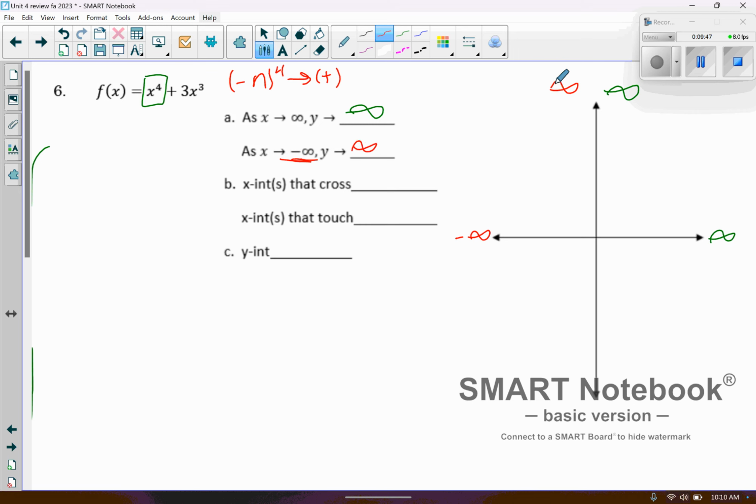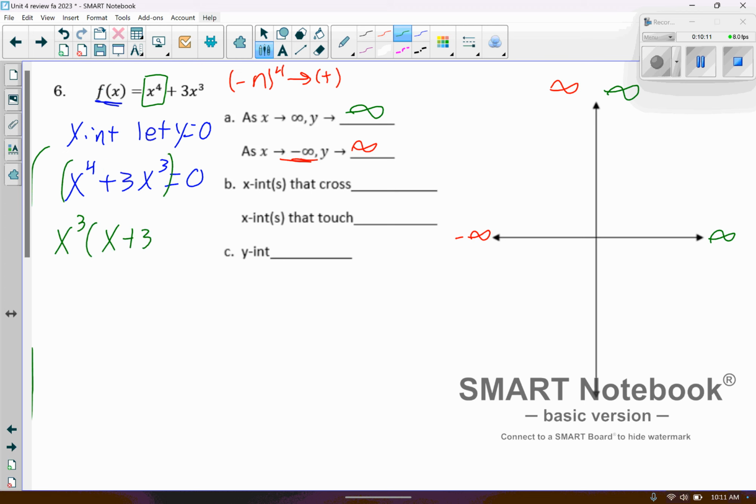So what we have to do now is find those x-intercepts. For my x-intercepts, we're going to let y, or f of x, equal 0. So we have x to the power of 4 plus 3x cubed, and we'll set that equal to 0. Here we'll factor out an x cubed, and that leaves us with x plus 3 equals 0. And so I have two unique solutions. My first solution is 0, and my second solution is -3.